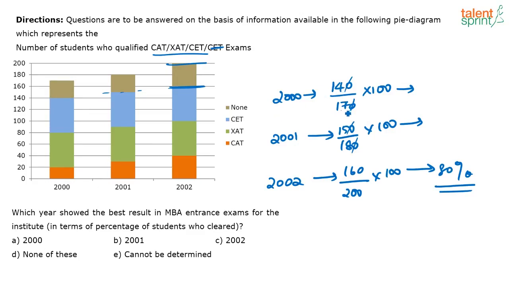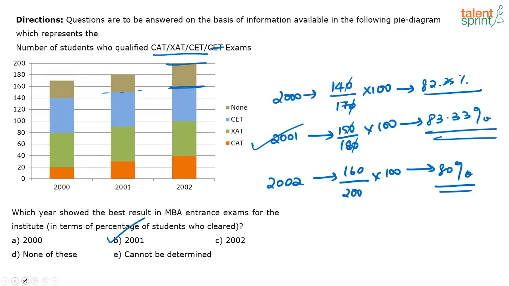If you see 2000, again 14 by 17, I think we already calculated this, right? For a previous question also we did, it is 82.35 that we have already calculated. So you need to recalculate only the other one. Just find out what is 15 by 18 into 100. Actually when you do it, you get it as 83.33%. So this is the year which has the highest percentage of pass or the best performance. So the answer that we are looking at is option B, 2001.